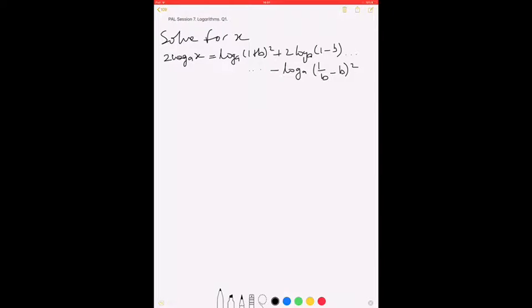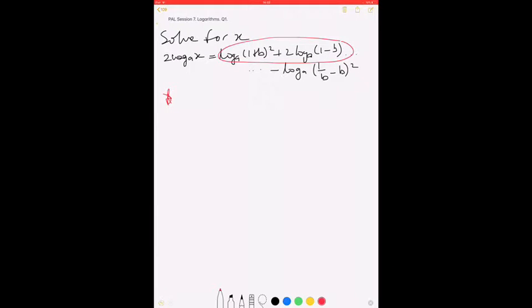Okay. So the first question on the PAL sheet for session 7 under the logarithm section is: solve for x, and then you've got this beautiful equation here: 2 log_a x equals log base a of (1 plus b) squared plus 2 log_a (1 minus b) minus log_a of (1 over b minus b) all squared. Okay, that looks horrendous, but if you break it down, it's actually quite manageable, right? So let's think about this. We'll start by looking at the right hand side, and I'm going to look at these terms first.